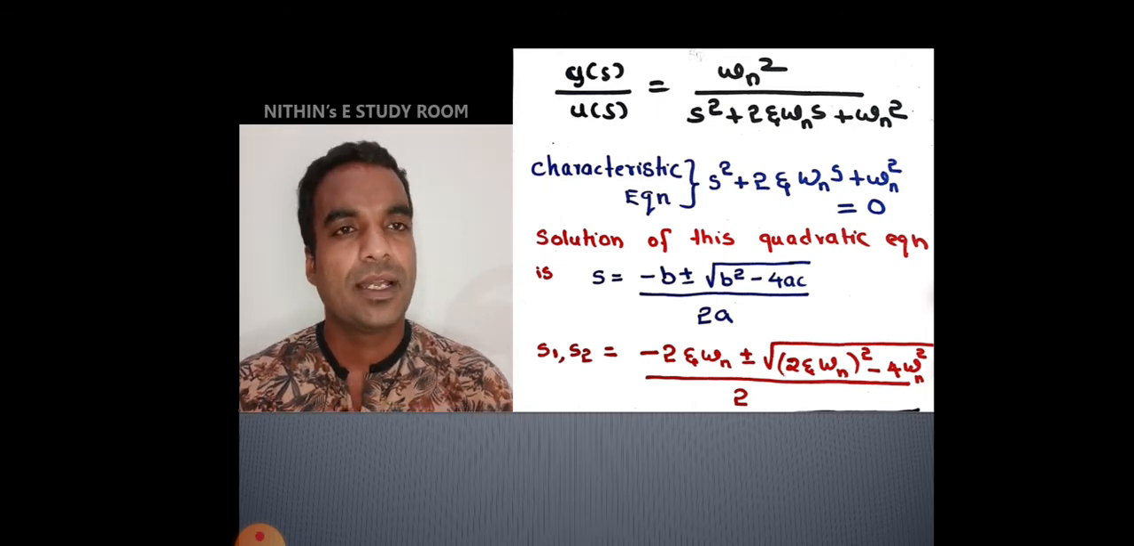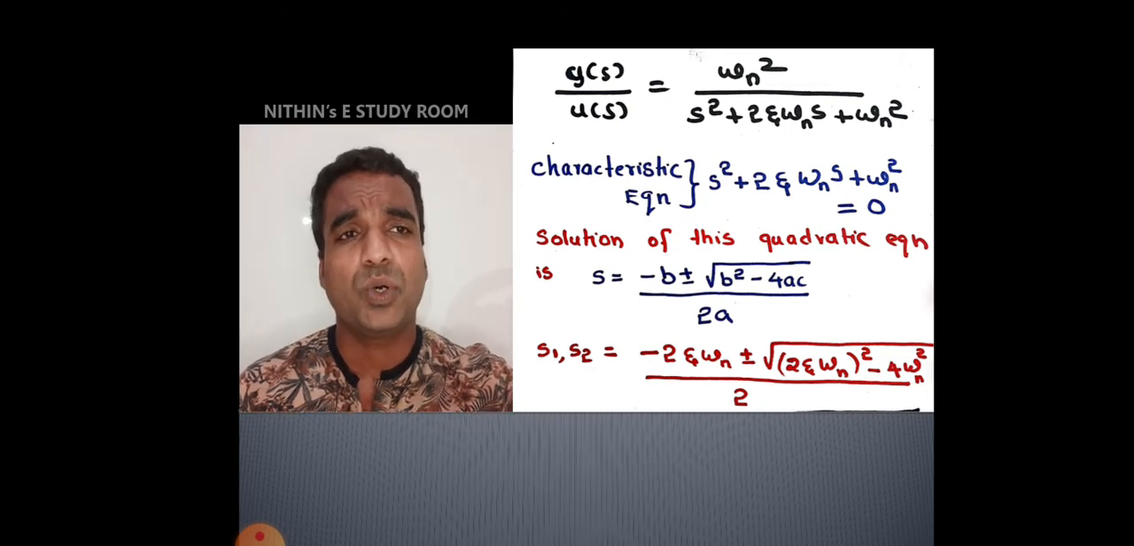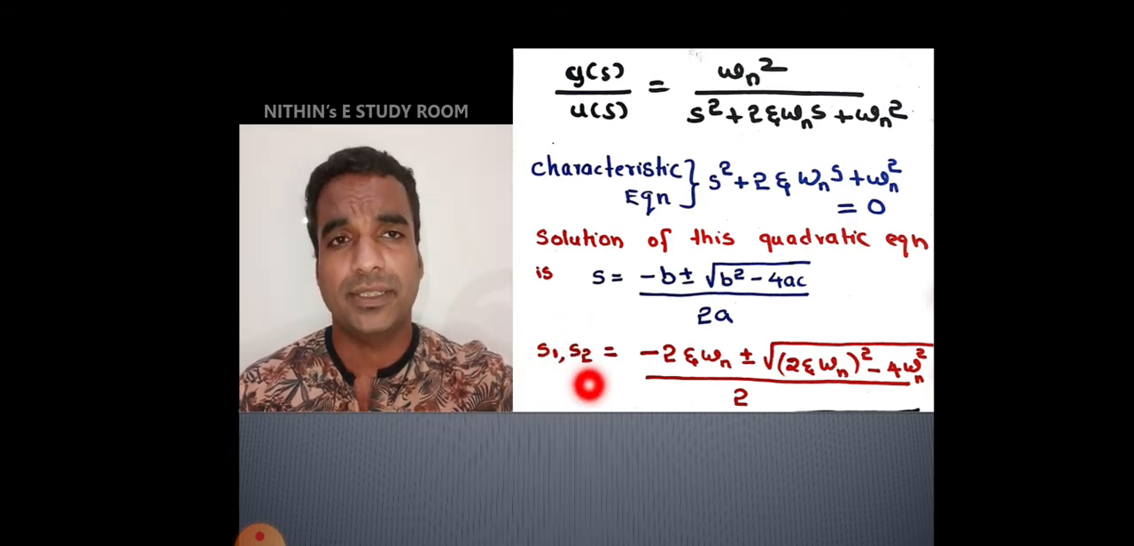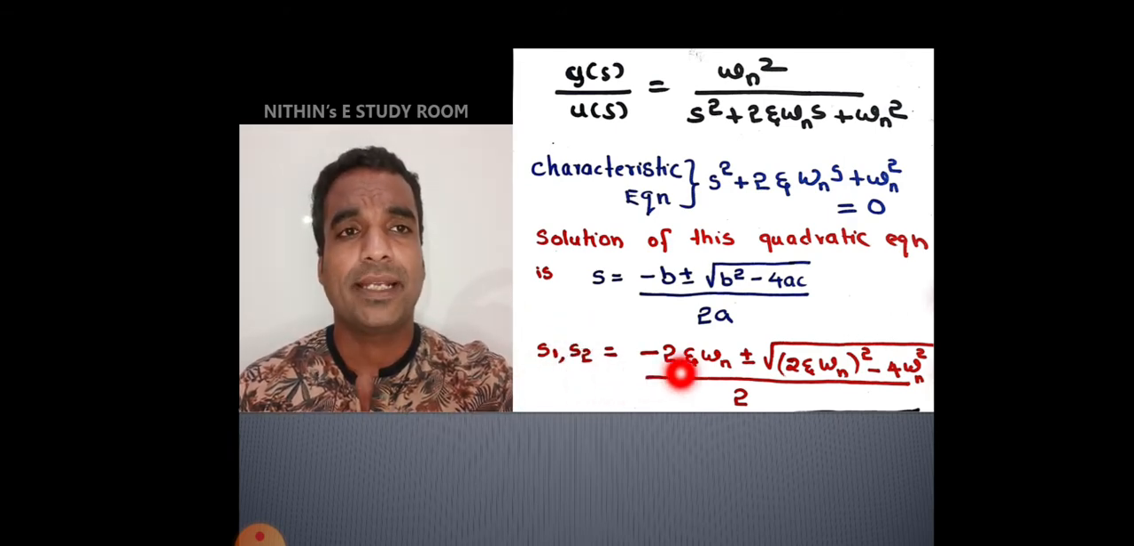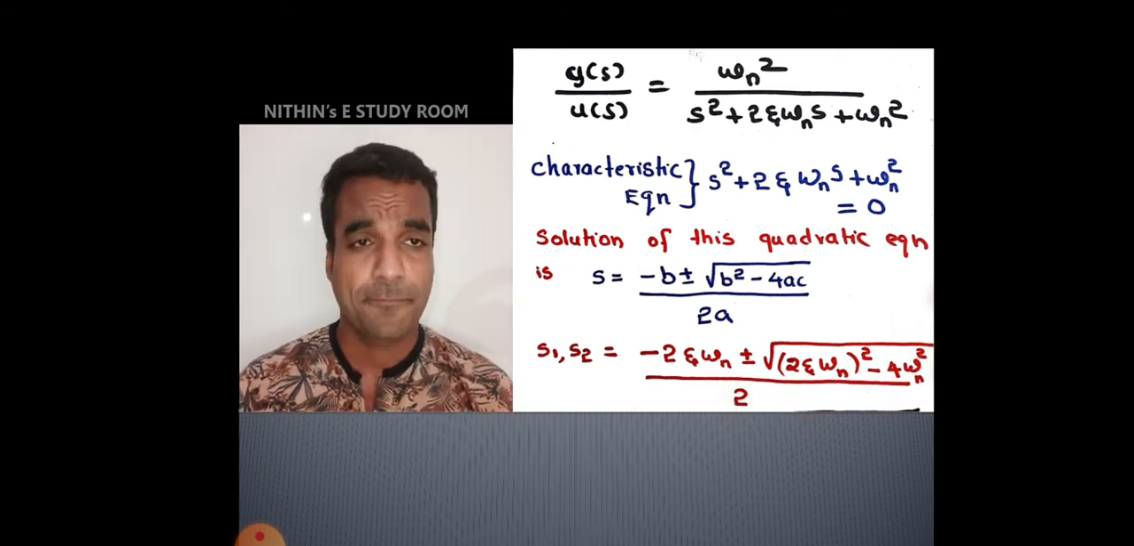Now I am substituting the things in that equation. So I know there will be at least two roots because the highest term is s square. So the roots are s1 and s2. Two roots will be there. That will be equal to minus b, minus 2 eta omega n, plus or minus square root of b square, (2 eta omega n) square, minus 4 into a, which is 1, into c, omega n square, by 2a. 2a means 2 itself because a is equal to 1.